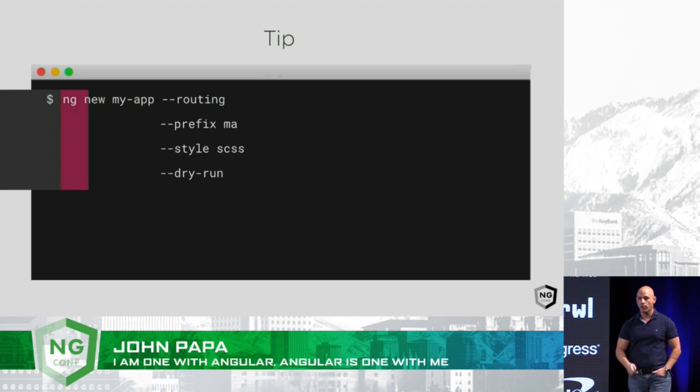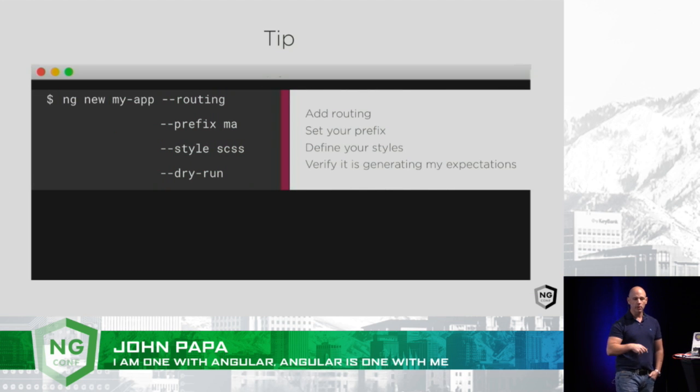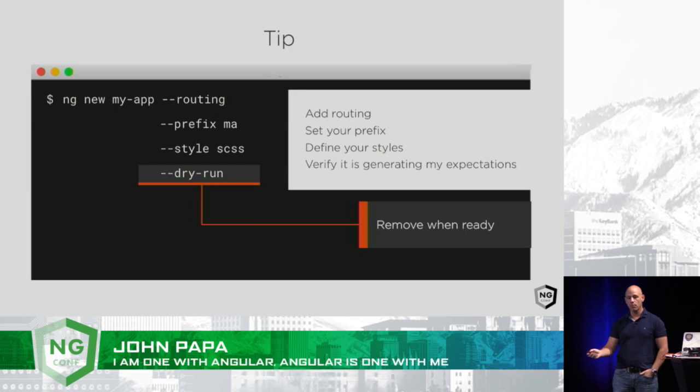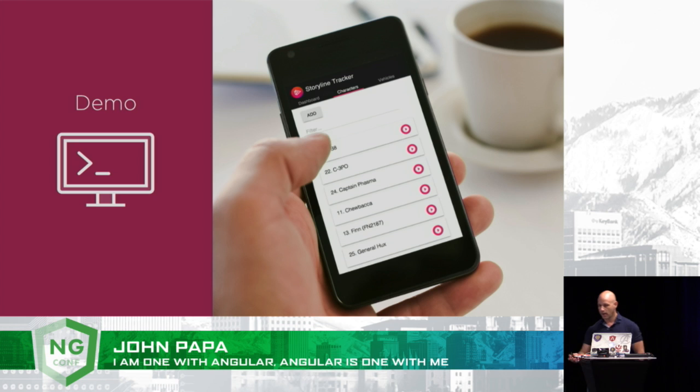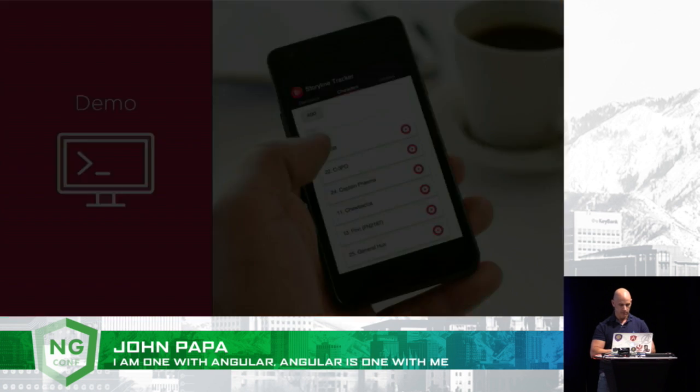And then I do the dry run. The dry run will show me what it's going to create, and I can verify it's going to do what I'm expecting it to do. And then once it's happy, I remove that dry run flag. And then I run it again. So let's take a look at how this works. All right.